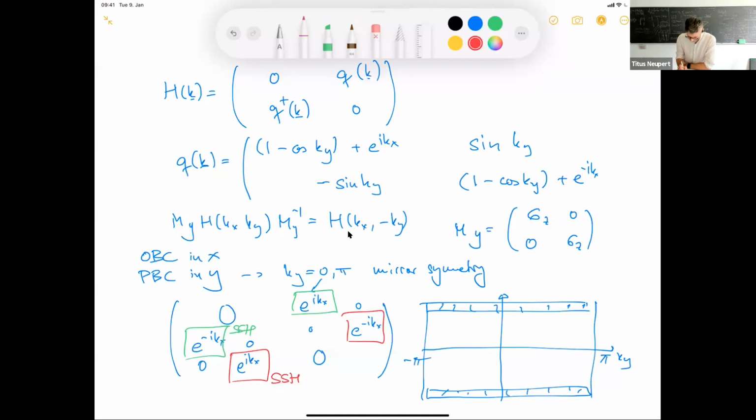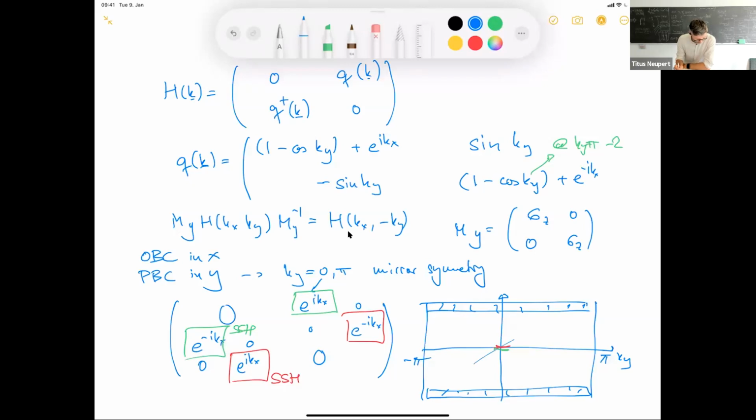We have chiral symmetry, so their boundary states come to lie exactly at 0. By the way, if I go to ky equal to pi, these terms are -2, so we're in the trivial phase of the SSH, and there should not be any boundary mode. So the only question is, how do we extend these modes here?